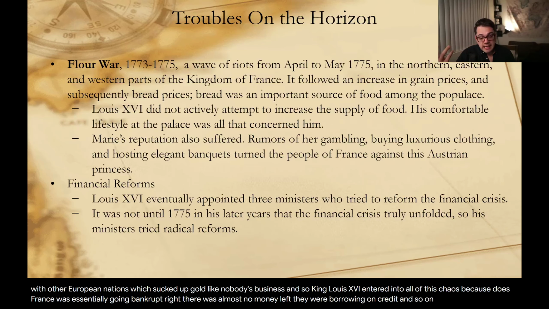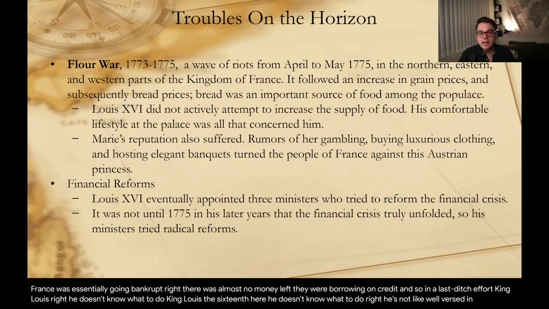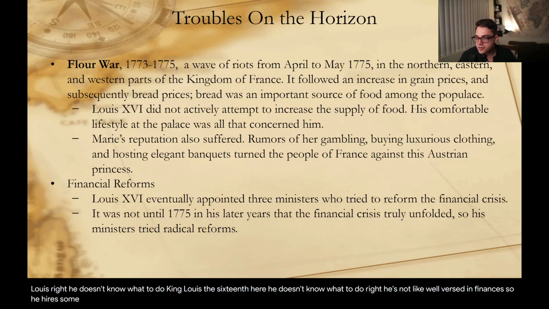And so in a last-ditch effort, King Louis, right, he doesn't know what to do. King Louis XVI here, he doesn't know what to do, right? He's not well-versed in finances. So he hires some ministers to try to reform the finances and try to, at least save, right? Save their hides.